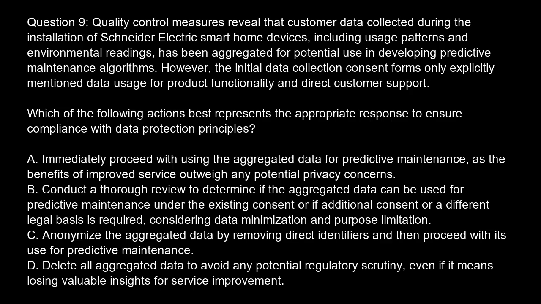Option A. Immediately proceed with using the aggregated data for predictive maintenance, as the benefits of improved service outweigh any potential privacy concerns. Option B. Conduct a thorough review to determine if the aggregated data can be used for predictive maintenance under the existing consent, or if additional consent or a different legal basis is required, considering data minimization and purpose limitation. Option C. Anonymize the aggregated data by removing direct identifiers, and then proceed with its use for predictive maintenance. Option D. Delete all aggregated data to avoid any potential regulatory scrutiny, even if it means losing valuable insights for service improvement.